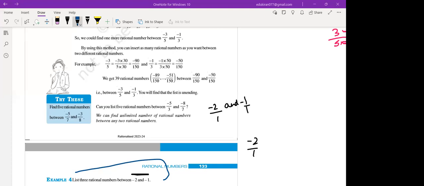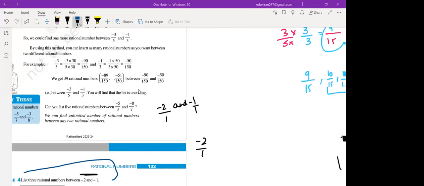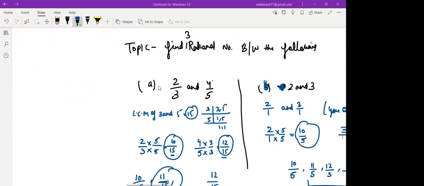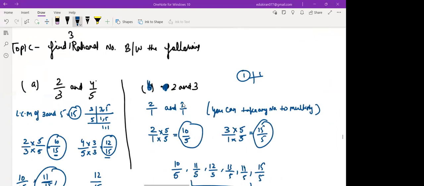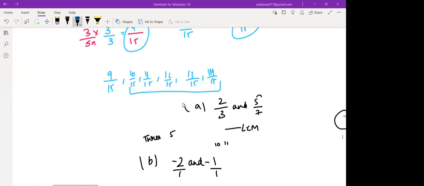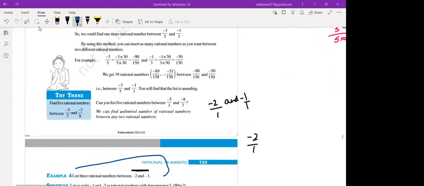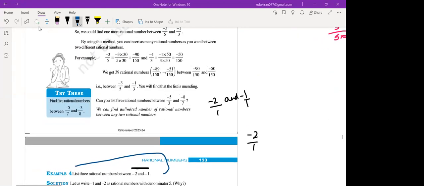Ma'am, how do you do it? I don't understand. You remember when I did this one? The same process. Oh, okay, ma'am. Quickly do it and tell me the answer. Fine? Just remember the minus and the denominator are going to be the same.